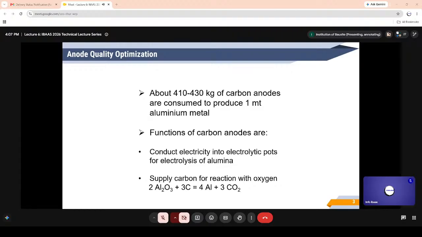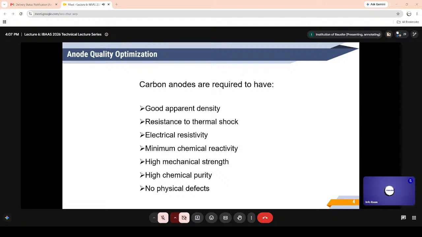Pre-baked carbon anodes are produced in captive carbon plants using advanced technologies for green anode production, anode baking, and sealing baked anodes with stem brackets. Carbon anodes of optimum quality are needed for the smooth operation of electrolysis cells. The carbon anodes supplied to reduction cells are expected to have good apparent density, high resistance to thermal shock, low electrical resistivity, minimum chemical reactivity, zero physical defects.